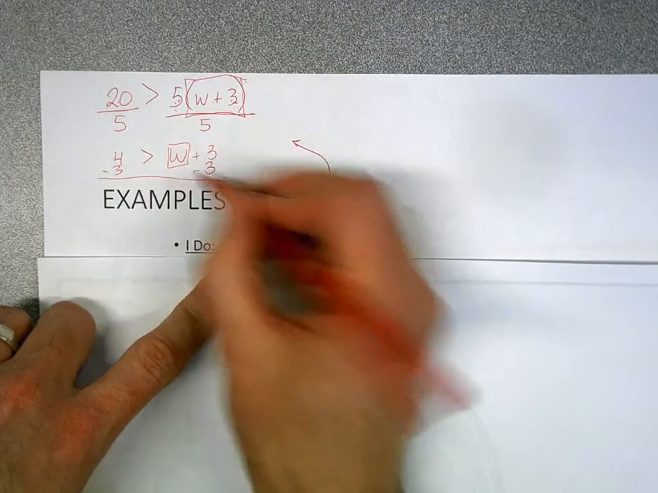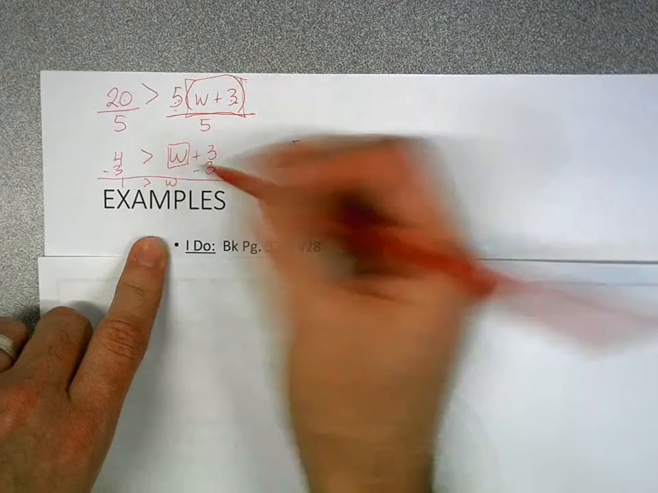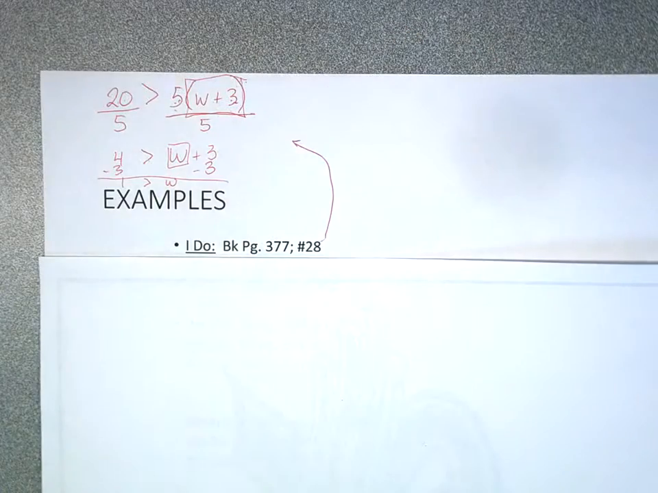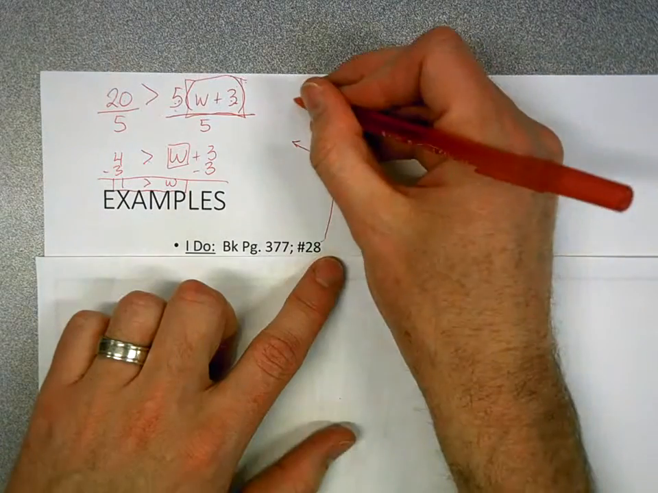Subtract 3 from both sides. And we get 1 is greater than w. Or, of course, w is less than 1. Okay, there's our solution. We can't forget to graph it.